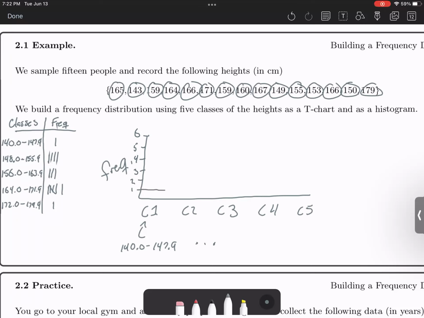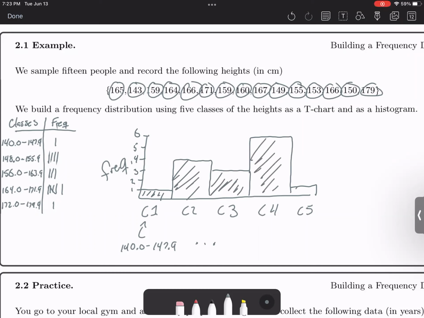All right, so we've got 1 individual in class 1. We have 4 individuals in class 2, 3 individuals in class 3, 6 individuals in class 4. That contains the most people. And only 1 individual in class 5. All right, so building a frequency distribution is really no more complicated than just sorting your data.